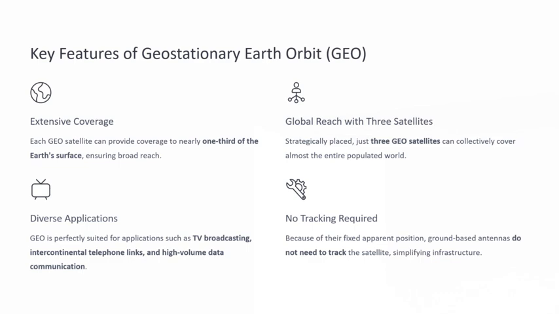Key features of geostationary Earth orbit. One GEO satellite can cover almost one third of the Earth's surface. With proper placement, just three GEO satellites can cover most of the populated world. They are used for TV broadcasting, intercontinental telephone links, and high data rate communication. Because they appear fixed, tracking is not required, which simplifies ground equipment.